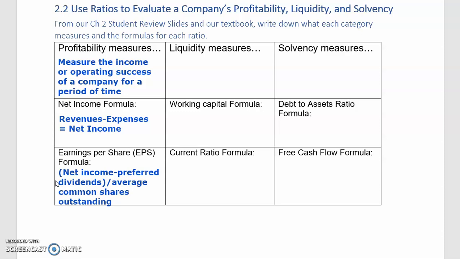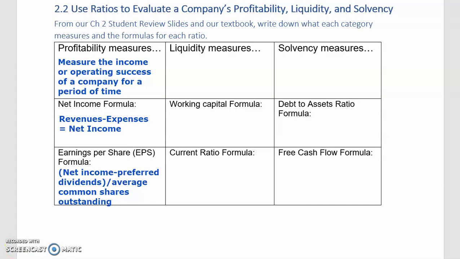Then we're going to divide that by the average number of common shares outstanding. So in this class, you may need to calculate the average by taking the beginning of the year plus the end of the year amount, add them together, and divide by 2. So in some of your calculations, you will need to also compute the average.